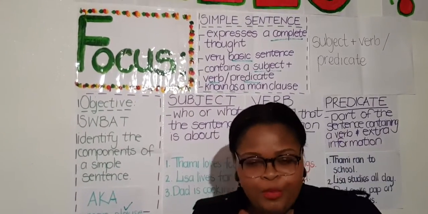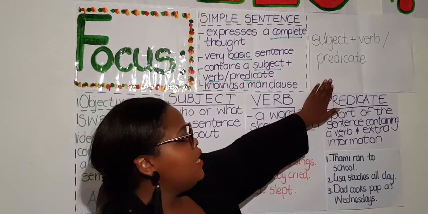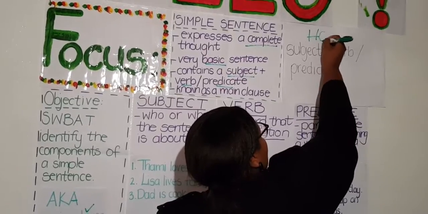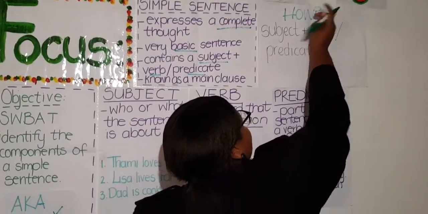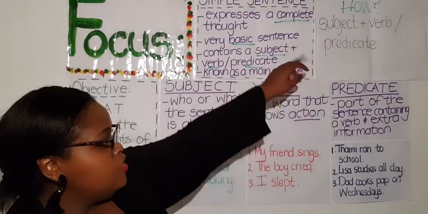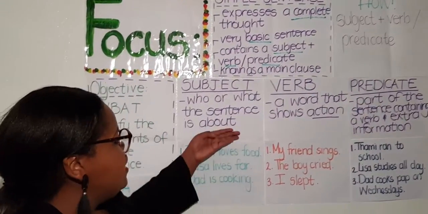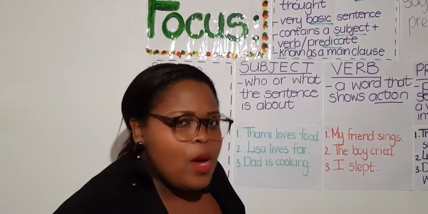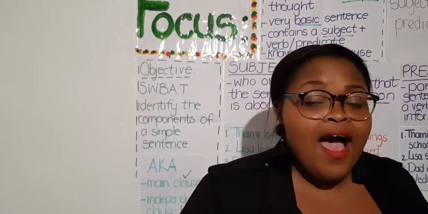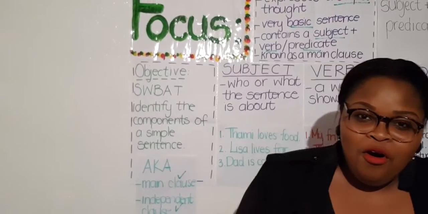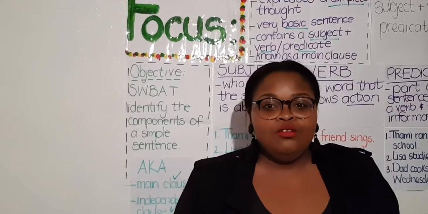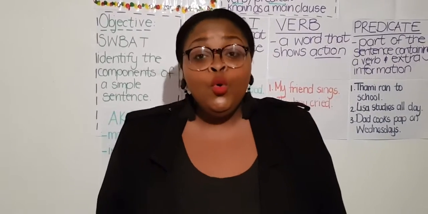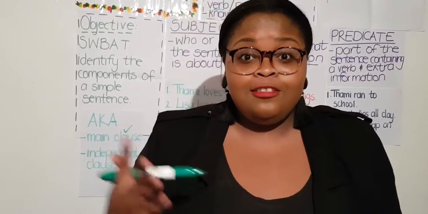Okay? So now let's break it down. We also have a formula here on how to write a simple sentence. So this is how. As we learn, we will tick if we can identify those parts. Okay, first things first. Subject. What is a subject? 5 seconds. What is a subject? Think about it. 5, 4, 3, 2, and 1. So a subject tells us who or what the sentence is about.